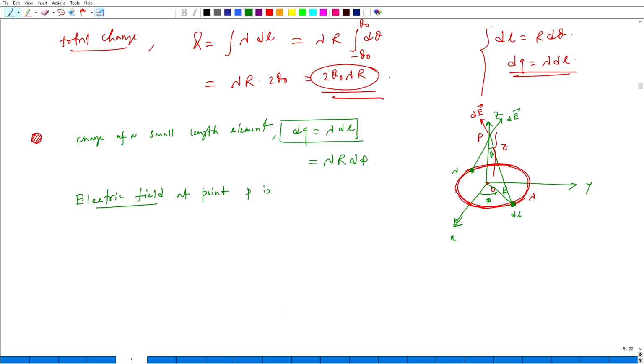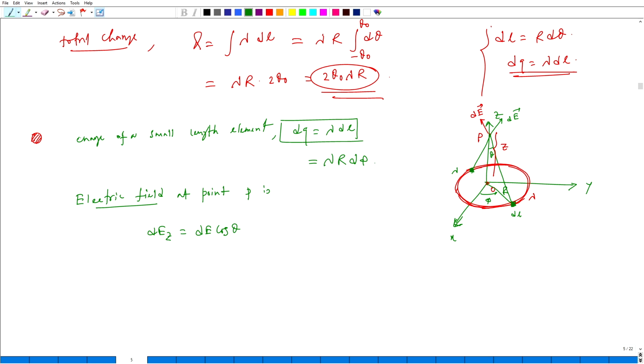So therefore the electric field at point P in the z direction, okay. So dEz is dE times cos theta, okay. So this one is clear now, right.